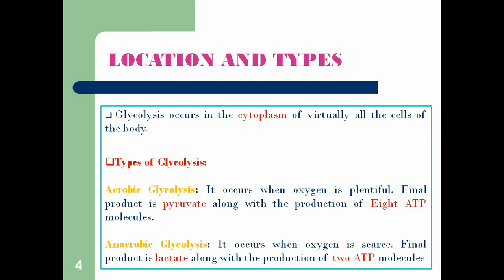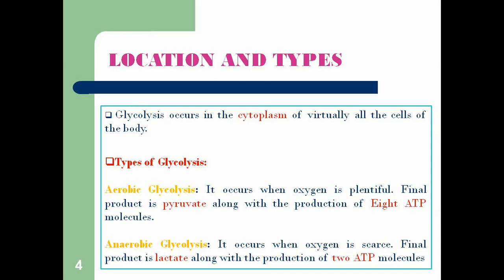Next, we would look into the location and types of glycolysis. So glycolysis occurs in the cytosol of the cell. It is basically of two types, aerobic glycolysis and anaerobic glycolysis. Aerobic glycolysis takes place in the presence of oxygen, yielding pyruvate along with the production of 8 ATP molecules. And this aerobic glycolysis is the pathway that provides energy for all the tissues, wherein brain alone derives 80% of the energy from aerobic glycolysis in fasting state.